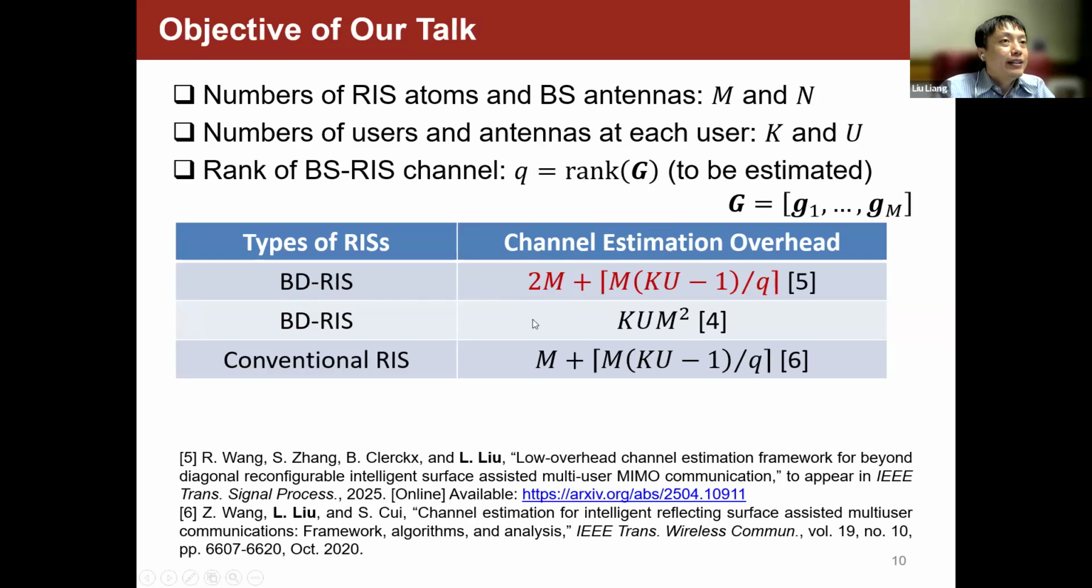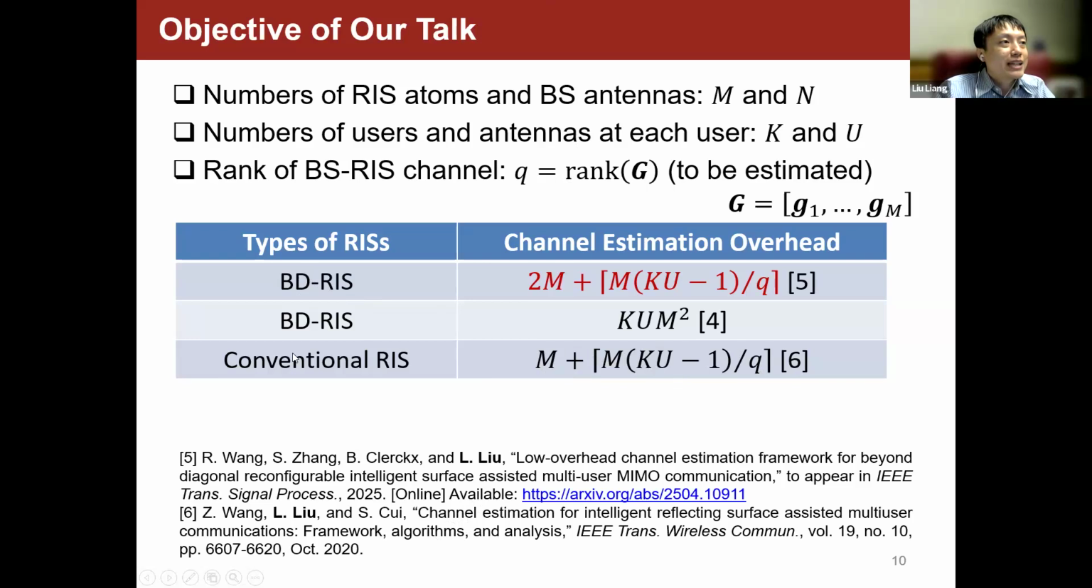And I want to introduce another of our previous works. In this work, reference 6, we showed that in the conventional diagonal RIS-aided communication, this is the overhead for the channel estimation issue in the same setup, just with the BD-RIS changed to the conventional diagonal RIS. It's still linear in M, okay? And this is an ESI hot paper. The citation count is more than 900 on Google Scholar now.